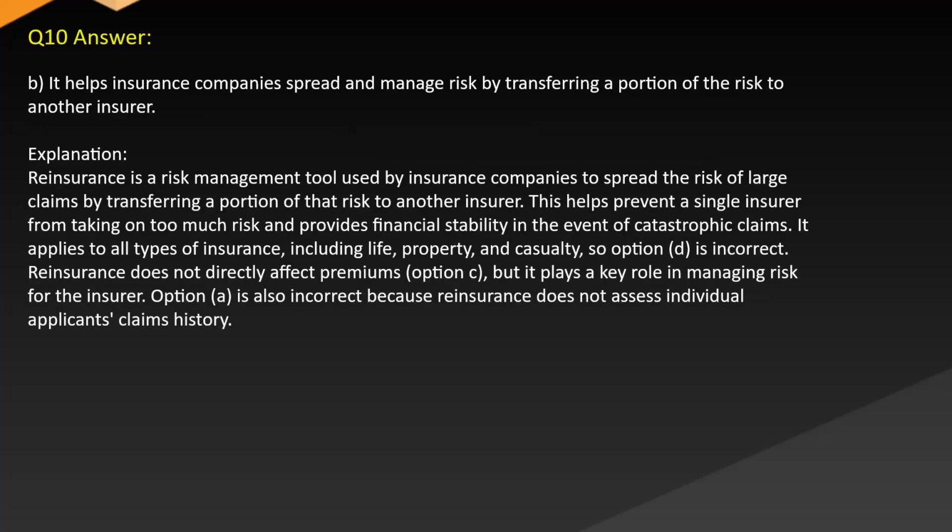Answer: B. It helps insurance companies spread and manage risk by transferring a portion of the risk to another insurer. Explanation: reinsurance is a risk management tool used by insurance companies to spread the risk of large claims by transferring a portion of that risk to another insurer. This helps prevent a single insurer from taking on too much risk and provides financial stability in the event of catastrophic claims. It applies to all types of insurance, including life, property, and casualty, so option D is incorrect. Reinsurance does not directly affect premiums, option C, but it plays a key role in managing risk for the insurer. Option A is also incorrect because reinsurance does not assess individual applicants' claims history.